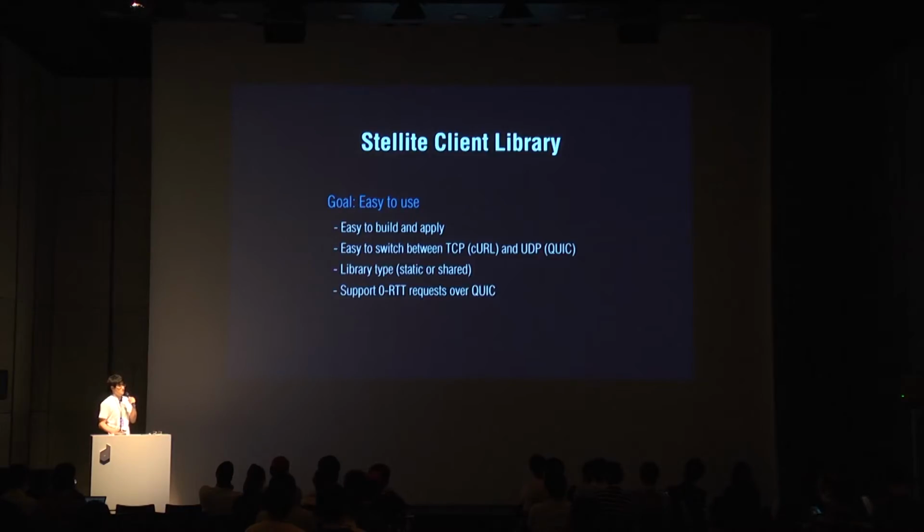When we developed the client part, we wanted to make it easy to use. In other words, easy to build, easy to apply, and easy to switch to UDP, to TCP, or TCP and UDP. And it should be available as a library type. And most importantly, it should support zero RTT requests over the QUIC protocol.